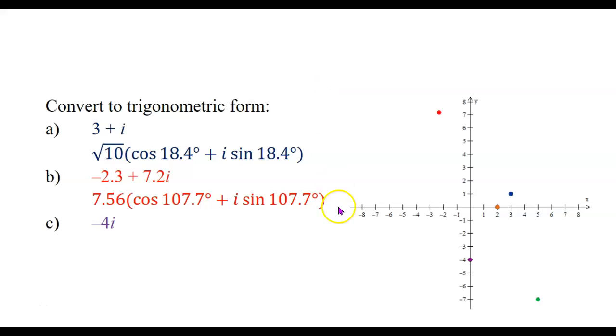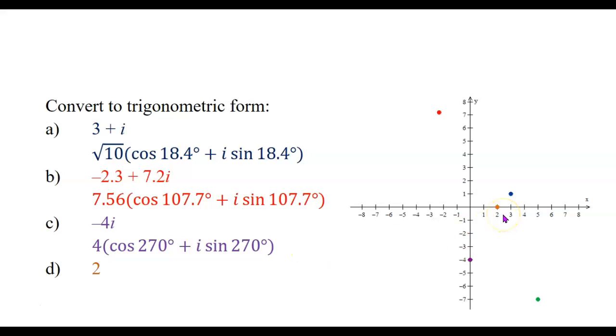And these others, negative 4i. Now, the r would be the square root of 0 squared plus negative 4 squared. That would be the square root of 16, which is 4. And the theta, well, if you try to do tangent of theta equals negative 4 over 0, you get a division by 0 error. But I can see where that is. That's right straight down on the negative imaginary axis. That would be an angle of 270 degrees. So in trigonometric form, that's 4 times the cosine of 270 degrees plus i times the sine of 270 degrees.